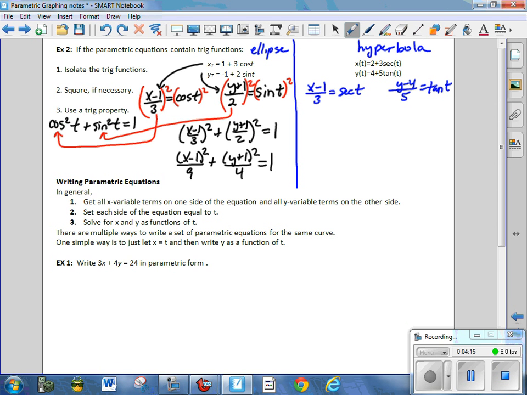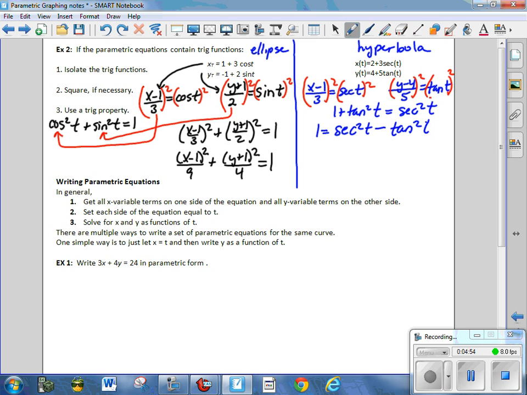Once again, I won't square both sides yet because you don't know what I'm trying to do with this. There's a property that involves secant squared and tangent squared. Actually, I'll go ahead and square both of these, since I said I would. The property is this: 1 plus tangent squared of t equals secant squared of t. Or I can say 1 equals secant squared of t minus tangent squared of t.